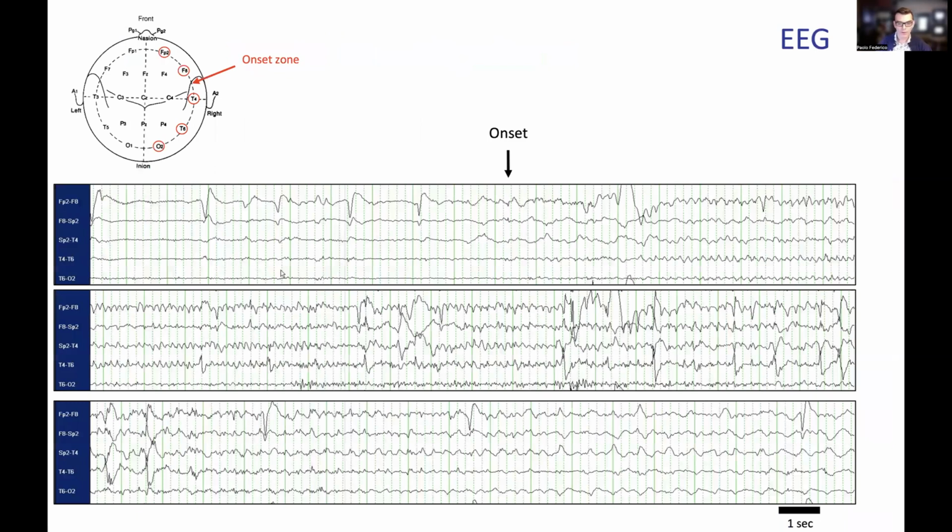So here's a scalp EEG recording of a right temporal lobe seizure. I'm just showing you the right temporal chain here in time. And as you can see, as you go from left to right, there is the onset of rhythmic activity here that over time builds in amplitude, so the rhythmic oscillations become higher in amplitude and they slow in frequency. And this is a typical temporal lobe seizure that originated from the right temporal lobe.